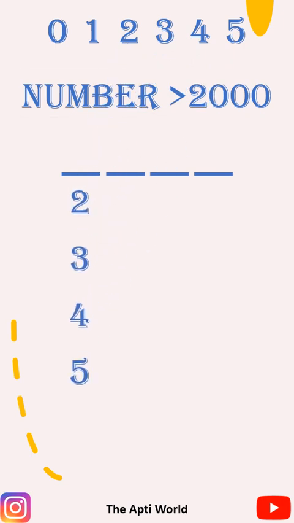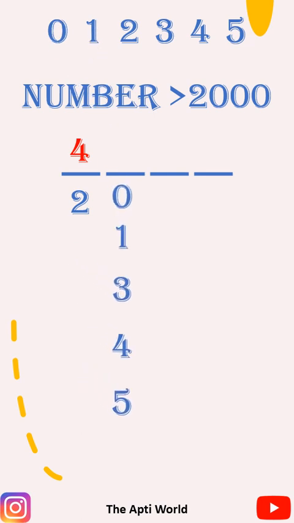So, we can put 2, 3, 4, 5 in the first place. So, we have 4 possibilities in the first place. Let's put 2 on the first place. As the repetition is not allowed, we cannot put 2 anywhere else. So, we can put 0, 1, 3, 4, 5 in the second place. So, there are 5 possibilities in the second place. Let's put 0 on the second place.